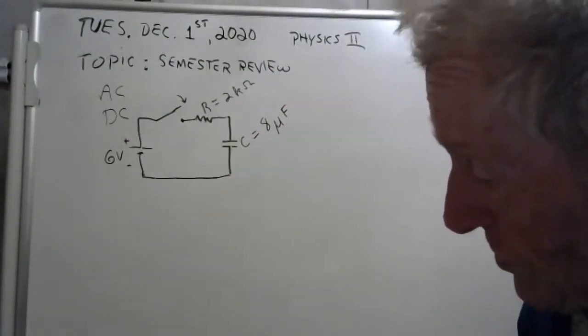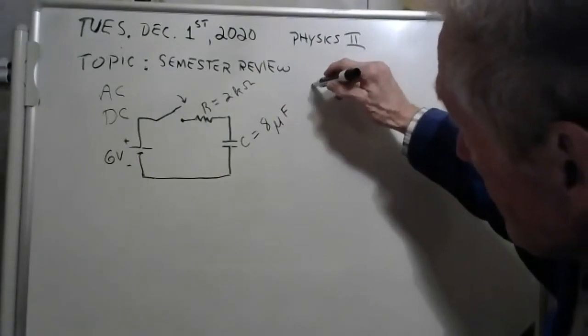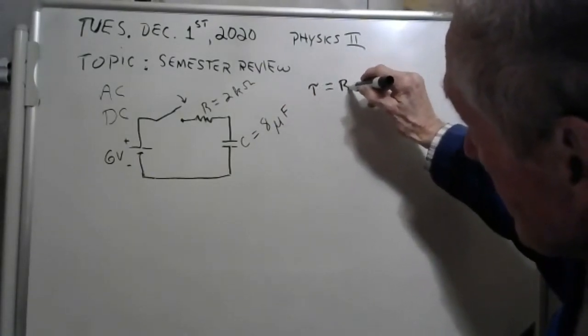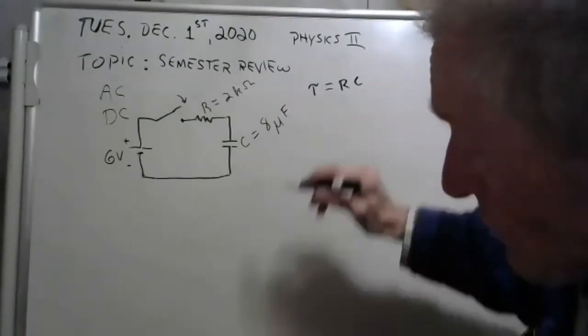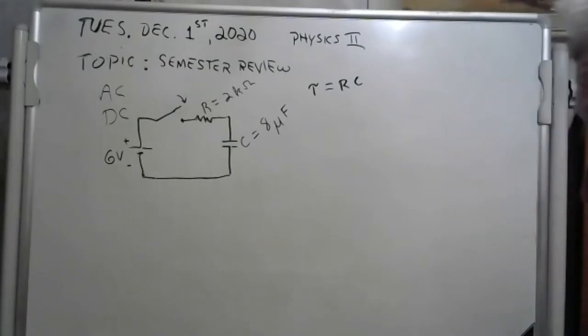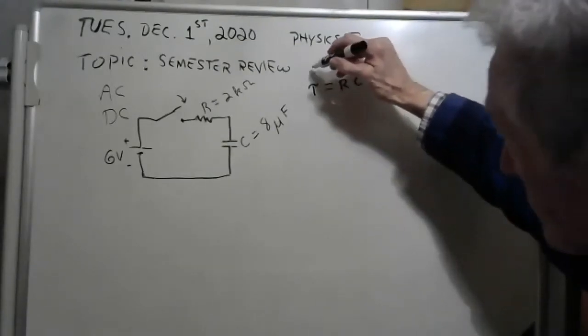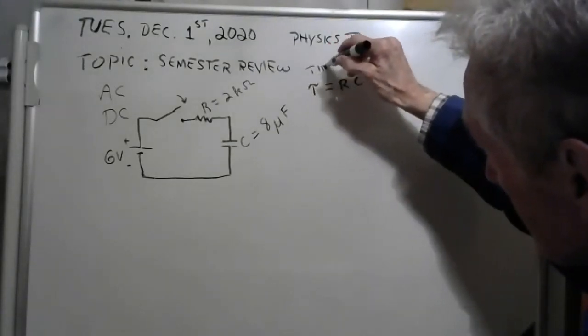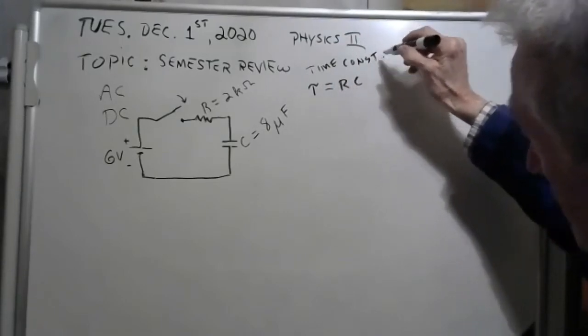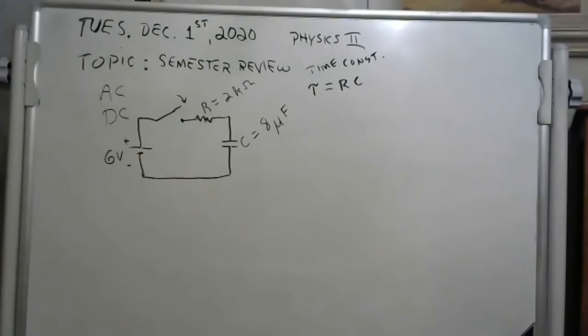Now the first thing I want you to find is the time constant. They call this the RC time constant. That's the name of it. See if you can find it. I'll give you a minute. Go for it. Find the RC time constant. They call this the time constant. Find it.